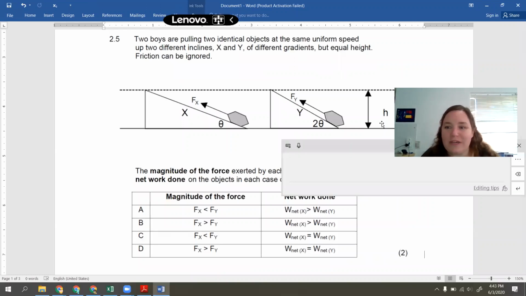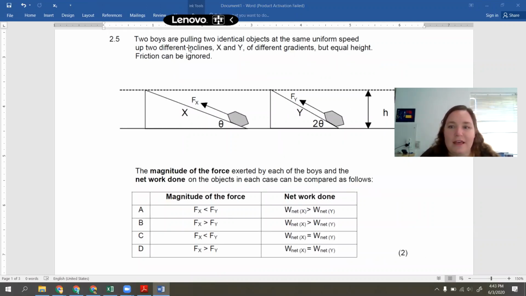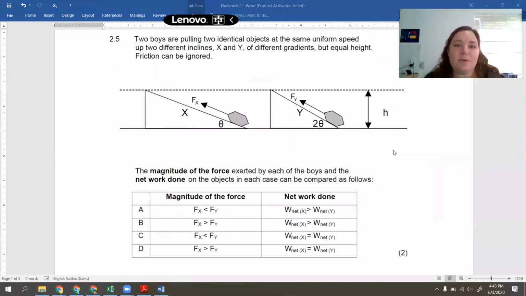Okay. The next question is this one over here. It says, two boys are pulling two identical objects at the same uniform speed up two different inclines, x and y, which have different gradients but equal heights. So you can assume here that even if we just look at the picture, the angles are going to be different. This looks like it's a smaller angle. And this looks like it's a bigger angle. Also, this is 2y, so it's twice whatever the angle is, which means that the actual distance from here to here is longer in the x case and shorter in the y case. But I highlight that the heights are the same.